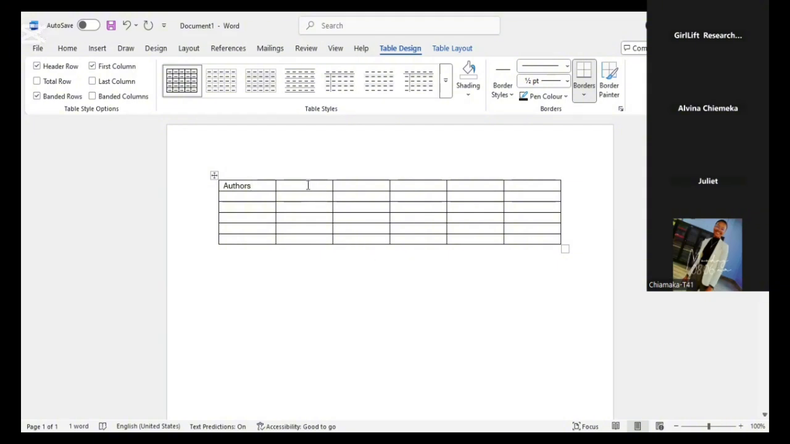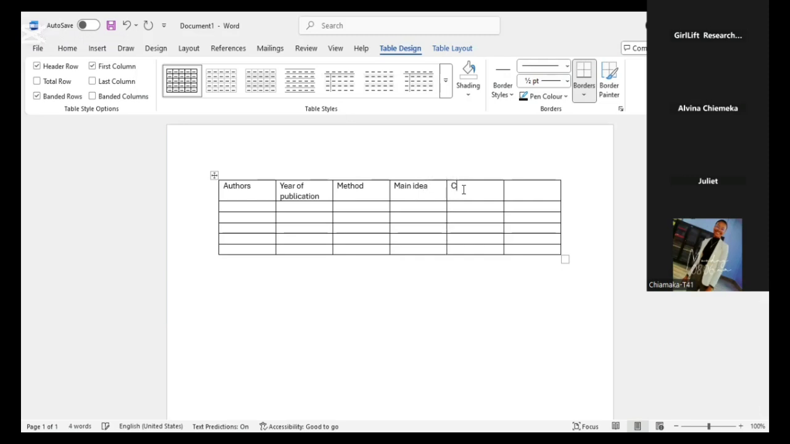Yes, ma'am. Okay, so we have the authors, we have the year of publication. For some people, they would like to include the method, that's what they call it, but that's not always very important. You could also check the main idea, conclusion, whatever works for you. This is just an idea. It must not be what you take. It depends on what you're looking for, right?